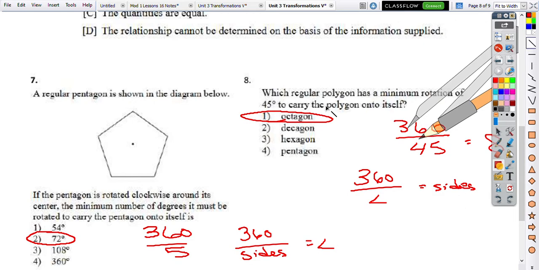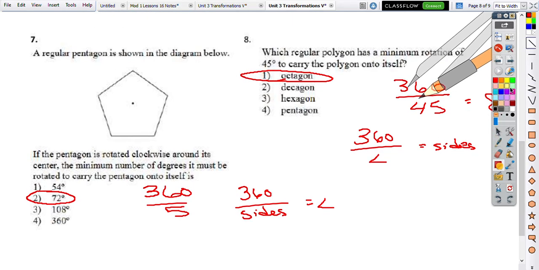So if it's an octagon that has 8 sides, we would do 360 divided by 8. Here it's a pentagon, we did divide by 5. If they give us 45 degrees, then we do 360 divided by 45. And that gives us the number of sides.